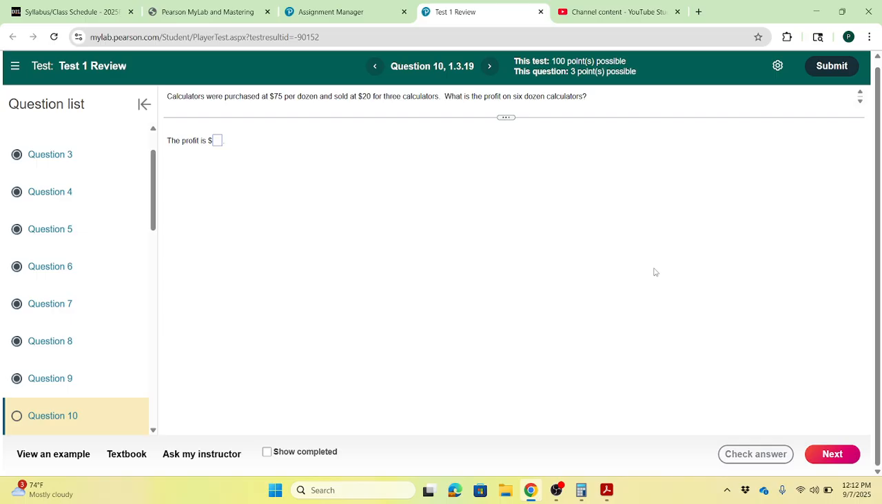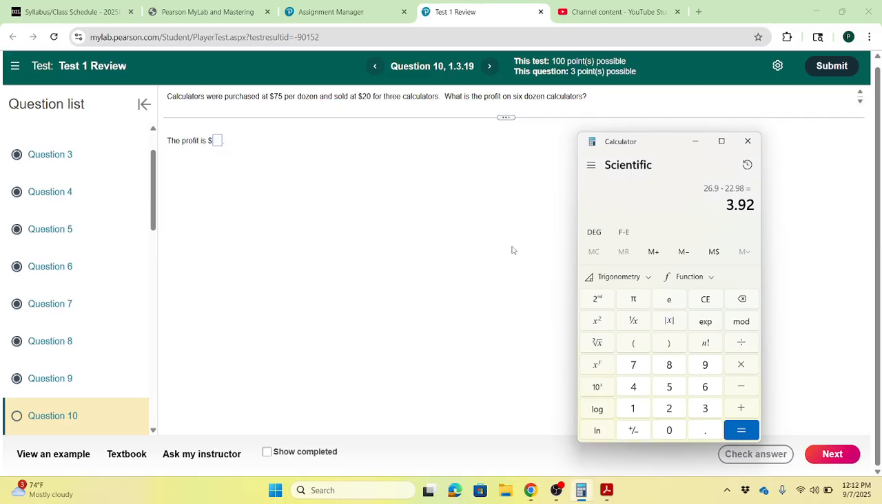Okay, calculators were purchased at $75 per dozen. So 12 calculators cost $75 and were sold at $20 for 3 calculators. What is the profit? Remember, in a dozen there are 12 calculators. So if you sell 3 calculators for $20, because you have 12 calculators, 12 divided by 3 is 4 groups of $20, because each 3 calculators cost $20.